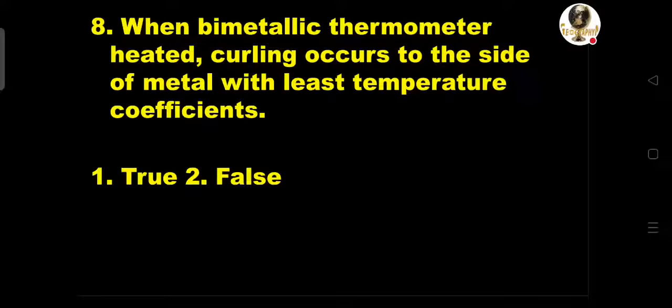Question number 8, basically I explain this question. In a bimetallic type of thermometer, when heated, it curls to the side of the metal with the least temperature coefficient, and the number of curls will be proportional to the temperature applied. So definitely the correct answer is true. It is a very important and interesting question.